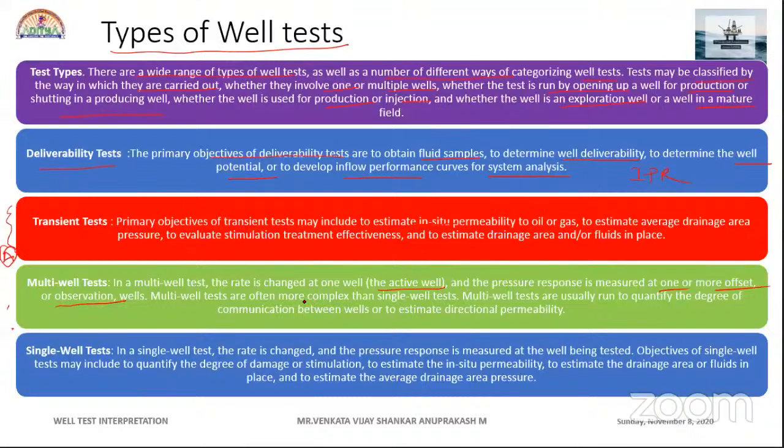So these are often more complex than a single well test. That is why we usually run them, to quantify the degree of communication between the two wells. Suppose this is your reservoir and one well is affecting the other one. You may have only two or more than two. That will result in what you call an offset. This is your original well, and the surrounding wells will act like offset wells.